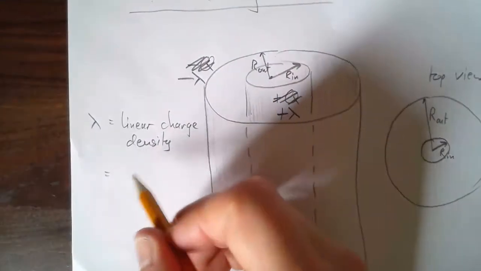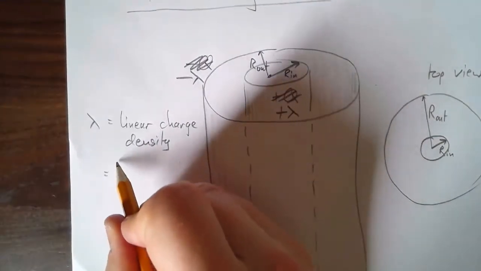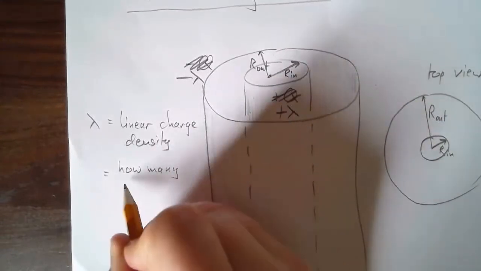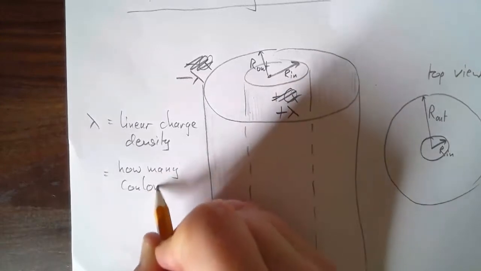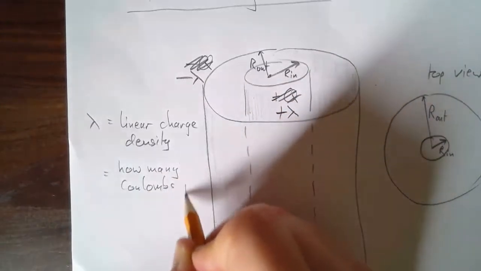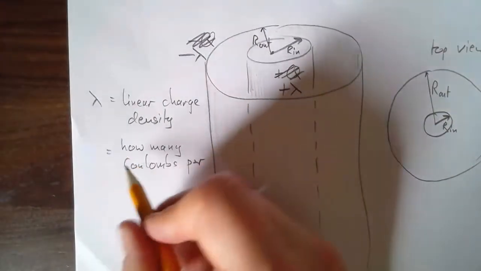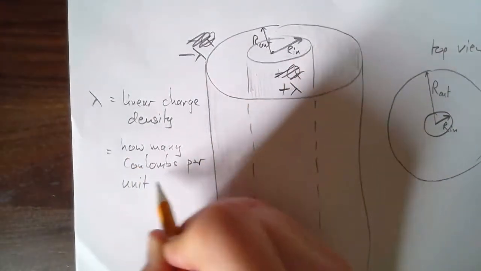Right, so that is how many coulombs per meter, say, per unit length of cylinder.